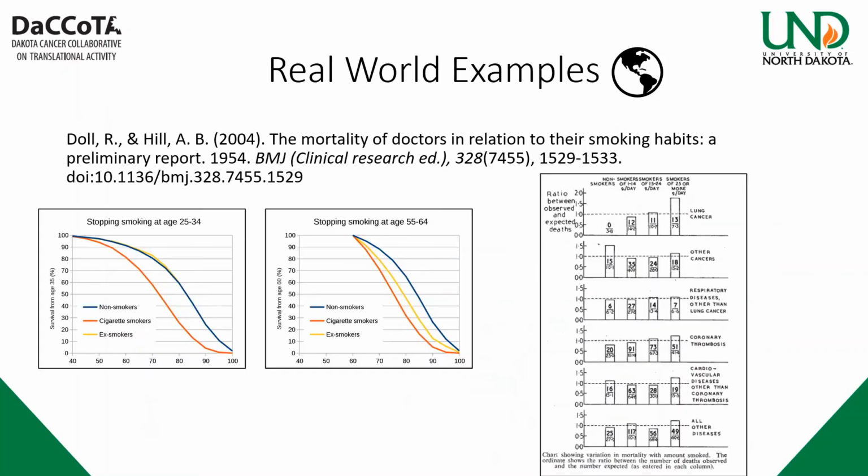Here's an example for longitudinal data, a pretty classic one. It's the British doctors study. They looked at doctors and smoking habits. On the right here is actually data from the original paper, and they found that there was a very clear link between death from lung cancer and smoking. These are more modern graphs of the data, and the survival curve of cigarette smokers is certainly lower than those who do not smoke.